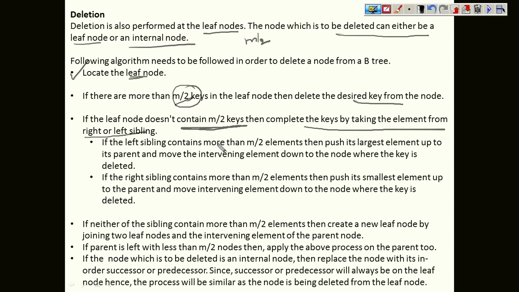So if any node already contains exactly m by 2 keys, and if you are deleting some more keys from that node, that means it will not maintain this m by 2 property. In that case, you need to look at the left sibling or right sibling, and pick one key value and keep it in the node. For example, this is a node which has to maintain minimum 3 key values, let's say x1, x2 and x3. Then we have, let's say, this is z1, z2, z3, z4. This is y1, y2, y3, y4.